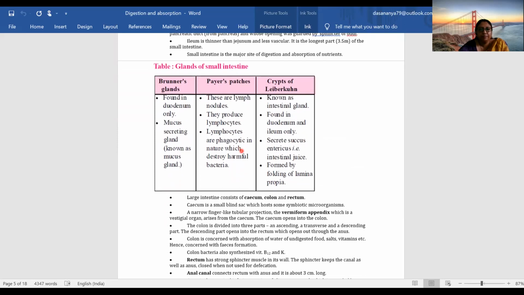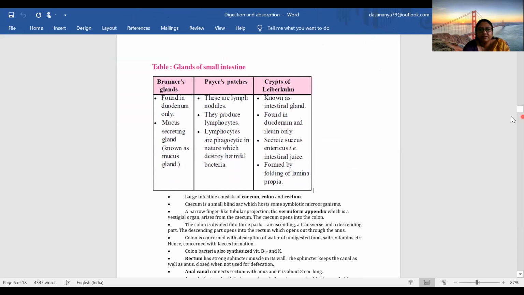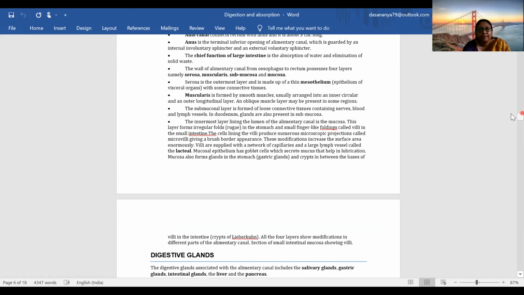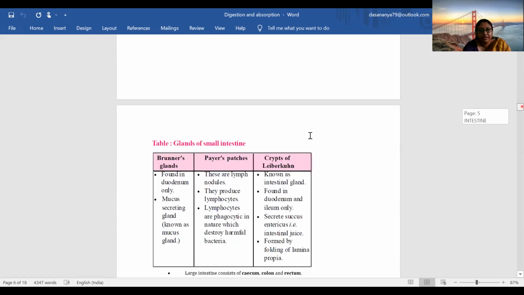Okay. So these are different glands present in the small intestine. For example, Brunner's glands. They are found in the duodenum only. They are responsible for secretion of mucus. Why do we require mucus also? Class, what is mucus? Can you tell me? It is making food slippery and easy to move ahead.